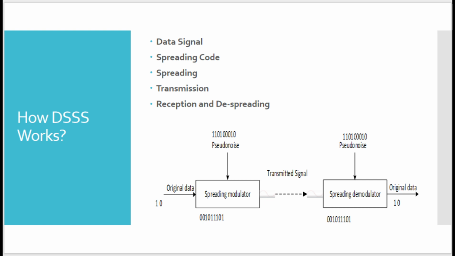And at the receiving end, this transmitted signal is demodulated with the PN code and the original data is restored. In the process of modulation and demodulation, two things are achieved. One is that each bit is coded, and second, signal bits are distributed over a wider frequency band.